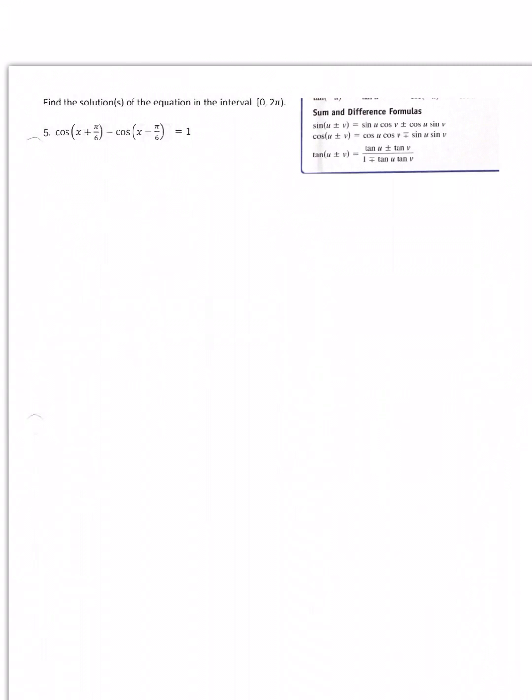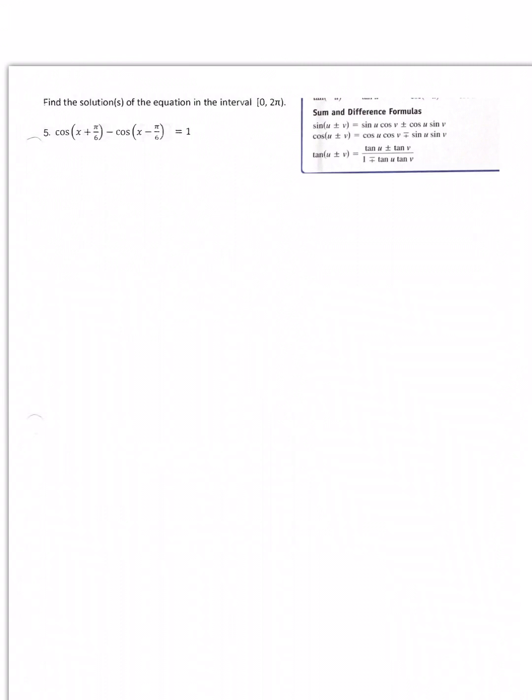All right, so this one is asking us to find the solutions of the equation in the interval of 0 to 2 pi. So basically one unit circle. So we need to do a sum of cosines and a difference of cosines. Okay, sum of cosines and a difference of cosines. So let's see what happens here.